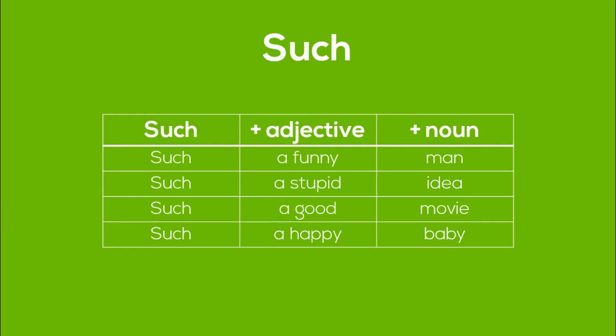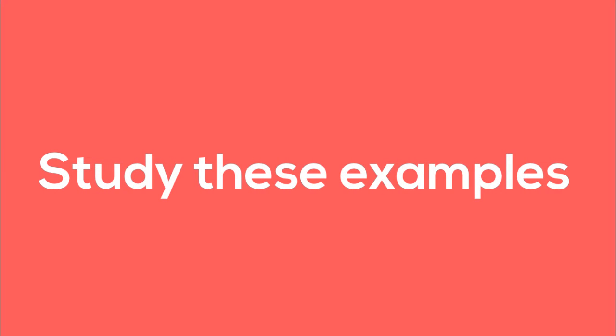So in this table you can see the structure. We have such plus an adjective plus a noun. For example, such a funny man, or such a stupid idea, such a good movie, or such a happy baby. Now again, such is making the meaning much, much stronger. Okay? Let's look at some examples to make everything much, much clearer.